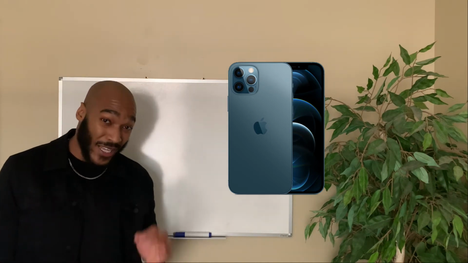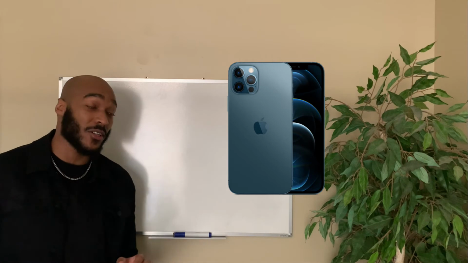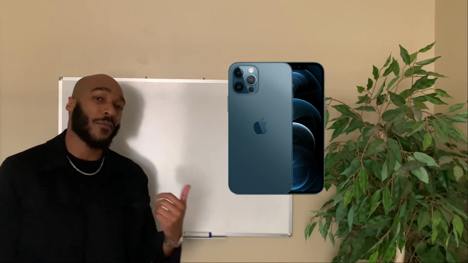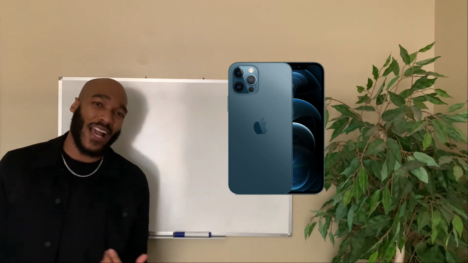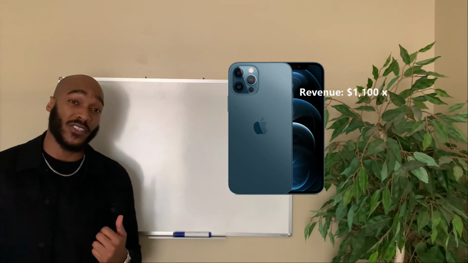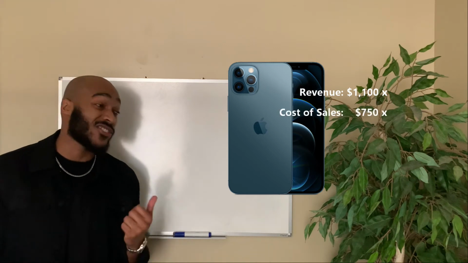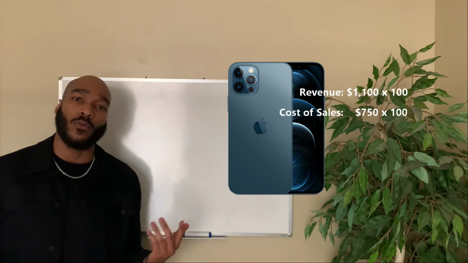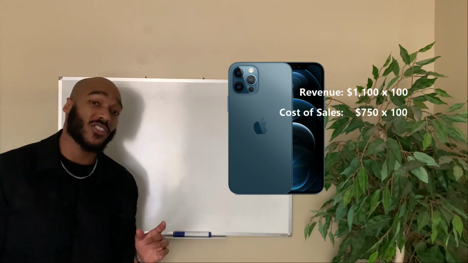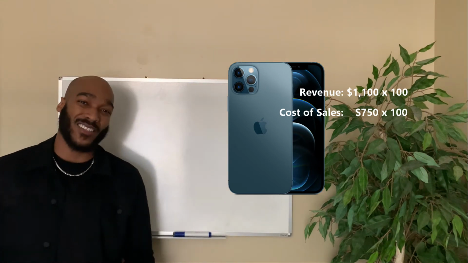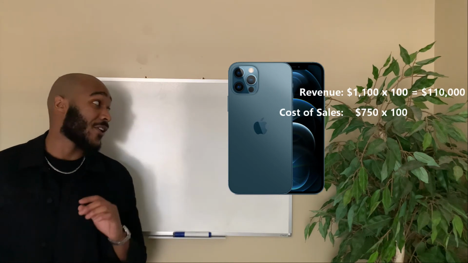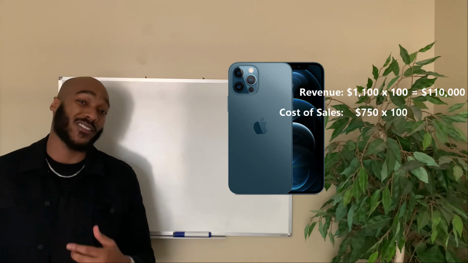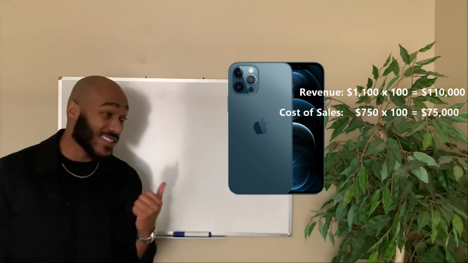Now, Apple should be able to pinpoint the dollar amount of how much it costs them to make each iPhone. And from there, they'll know how much they have to sell each iPhone for and how much they'll profit from each iPhone. So say Apple sells iPhones for $1,100 each. And then let's say it costs Apple $750 to make each iPhone. And then let's just say that they sold 100 iPhones total. Their revenue would be $1,100 times the 100 iPhones, amounting to $110,000. And their cost of sales will be $750 times 100 iPhones, amounting to $75,000. So that's the cost of sales.